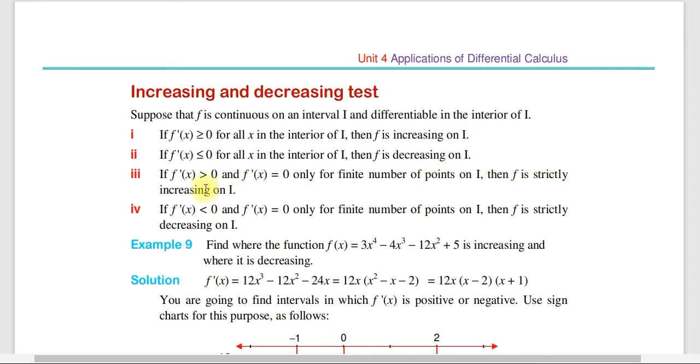then f is strictly increasing on I. Strictly increasing. If f prime at x is less than 0, and f prime at x is equal to 0 only for a finite number of points on I, then f is strictly decreasing on I.